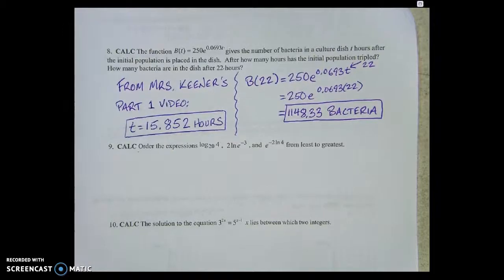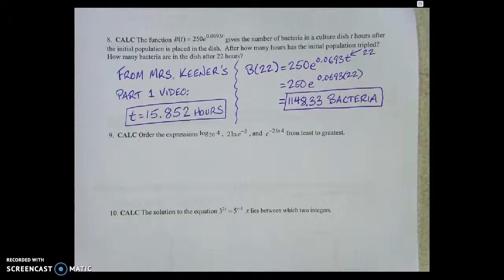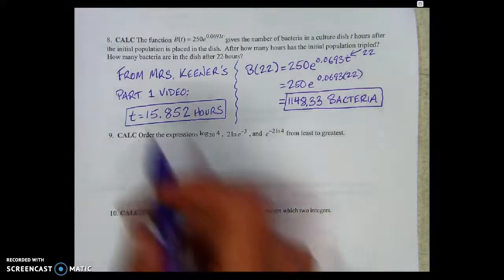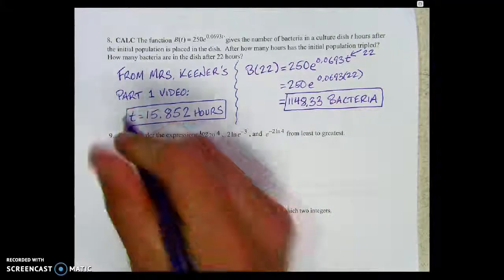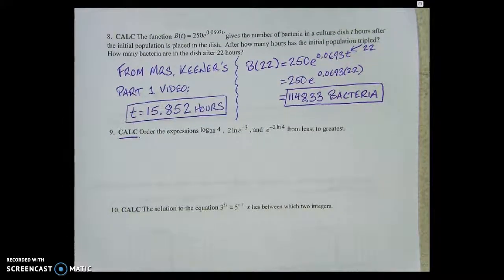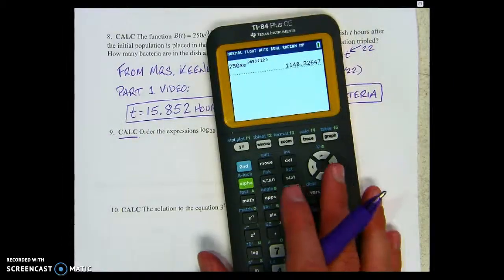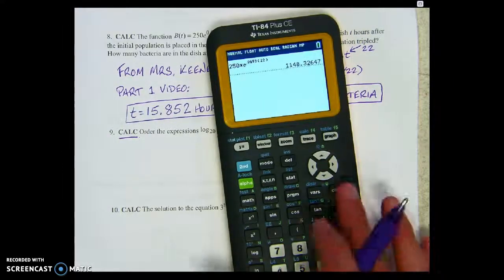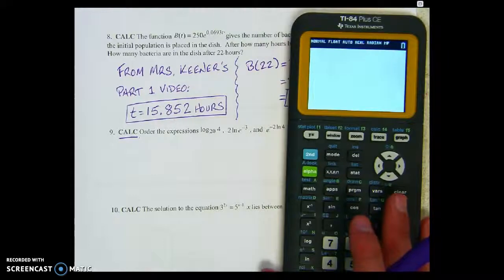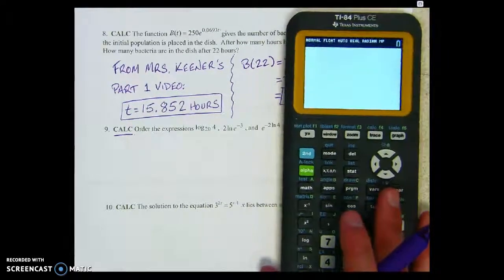Moving on then to number 9. Number 9 is asking us to order the expressions log base 20 of 4, 2 times the natural log of e to the negative 3, and e to the power of negative 2 natural log 4 from least to greatest. And because we're allowed the use of a calculator, I'm going to go ahead and take advantage of that. Could you order these without using a calculator? Perhaps. But because they're allowing us the use of a calculator, why not use it, right?